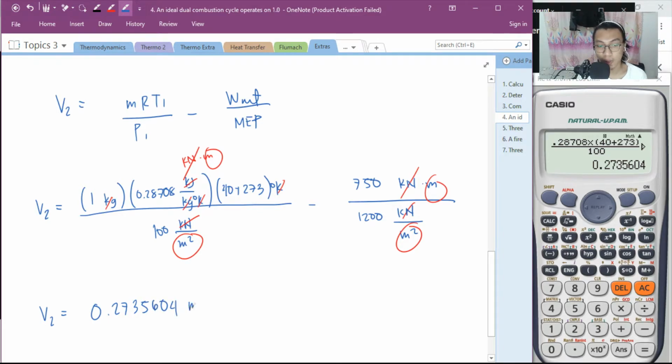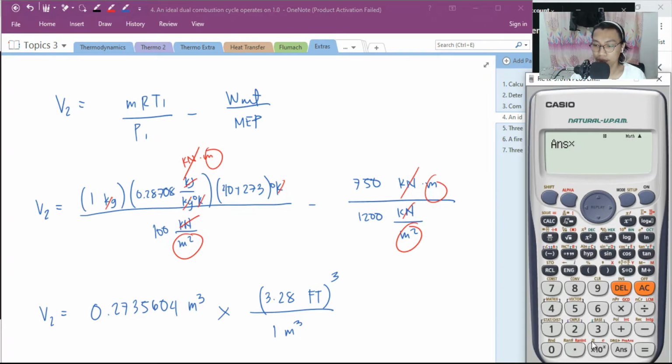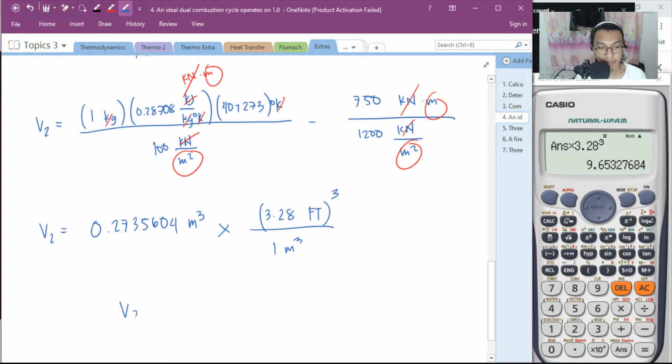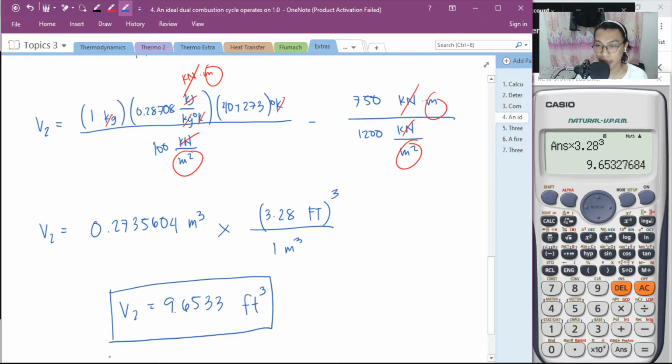0.2735604. That is cubic meter. Kailangan natin is cubic foot. So, 3.28 feet. Okay? I-cube mo in 1 meter cube. So, the answer will be very basic. Okay. V2 is 9.6533 cubic foot. Okay? Problem number 4 is very basic.